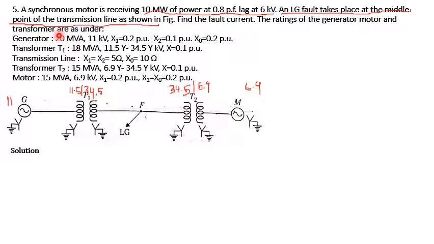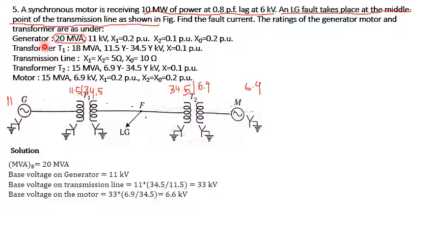I am talking about this model, for the fault conditions. The device having the highest MVA is considered. Look at the generator, transformer T1, transformer T2 and the motor. Generator G has the highest rating, 20 MVA, so that is the base. Base MVA is 20 MVA, and the voltage on generator G1 is 11 kV.